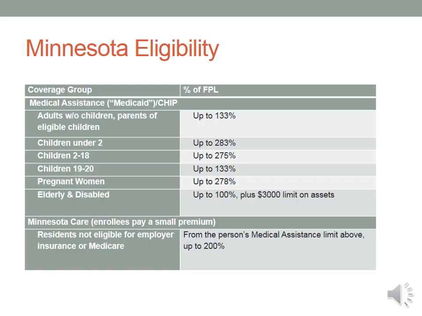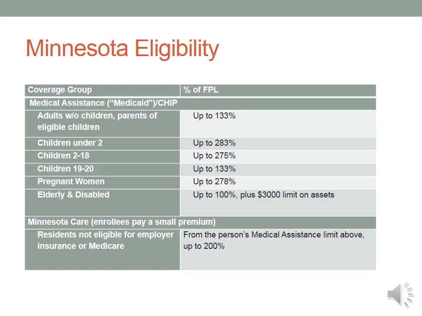Kids under age 2 get covered up to 283% of the federal poverty limit. From 2 to 18, the limit is 275. 19 to 20, it's 133. Pregnant women, it's 178. Elderly and disabled, now this is a key thing, it's only 100% of the federal poverty limit, plus you have a limit on assets.